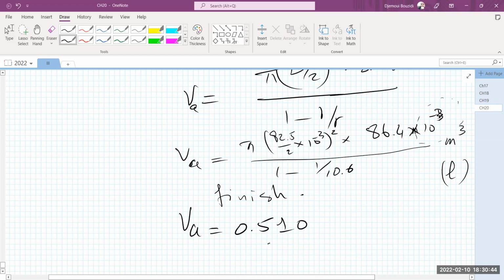It's actually 0.599972, so if I round it up, this is the actual number in liters. So it's going to be, what is it? 5.1 times 10 to the power negative 5 cubic meters. Okay, negative 5, or no, negative 4. Yeah. Okay, negative 4. Sorry about that.